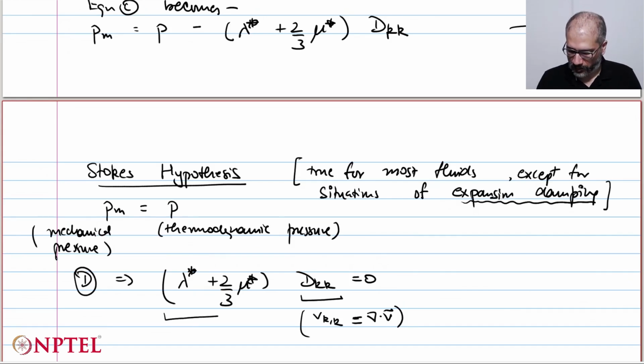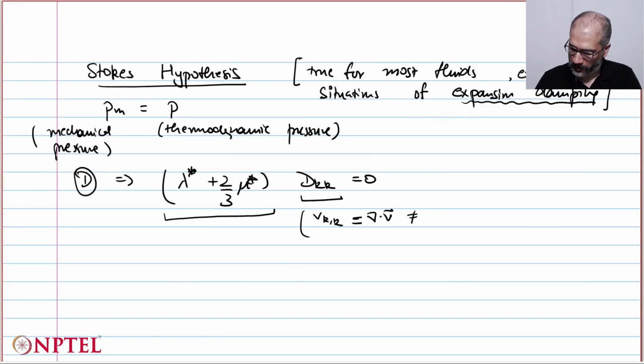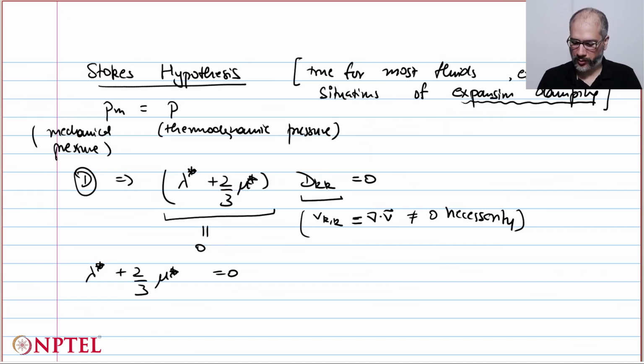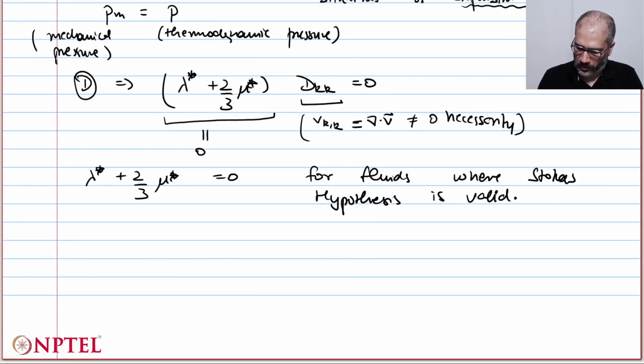So what that means is that this term has to be 0. So I'll say that this vk comma k is not equal to 0 necessarily. So this implies that this has to be 0 as a result. So if lambda star plus 2/3 mu star is 0 always for the fluids for which Stokes hypothesis is valid, then I can express my lambda star as minus 2/3 of mu star. So we see that we further reduce the number of viscosity coefficients from 2 to 1 for most fluids. So we are left with just one coefficient.